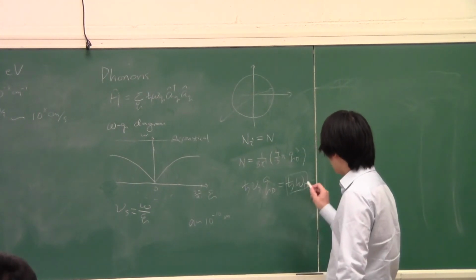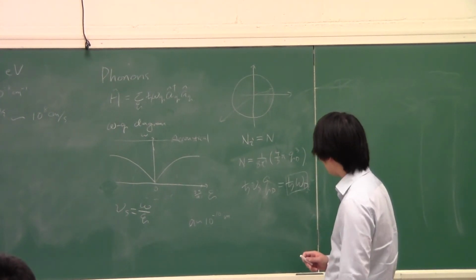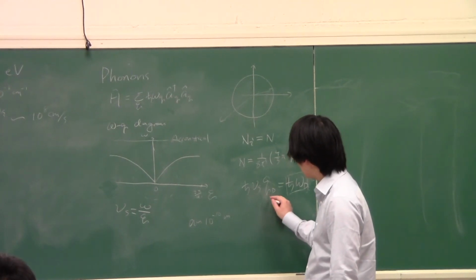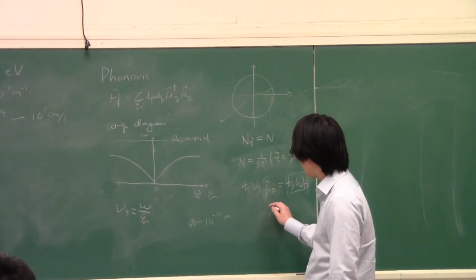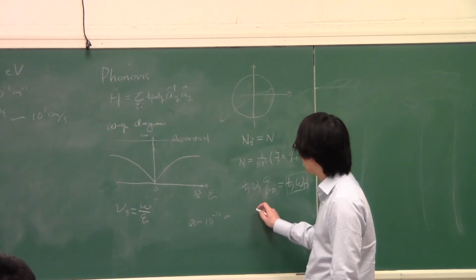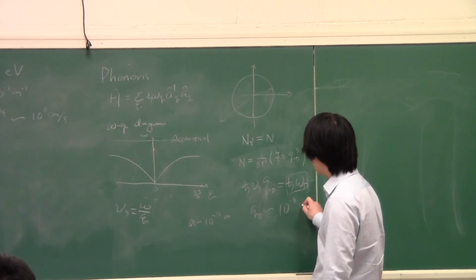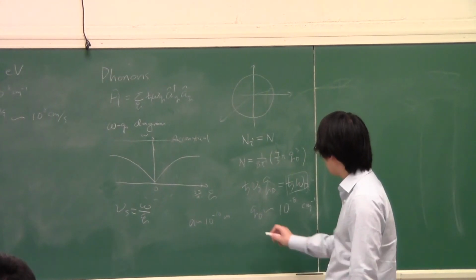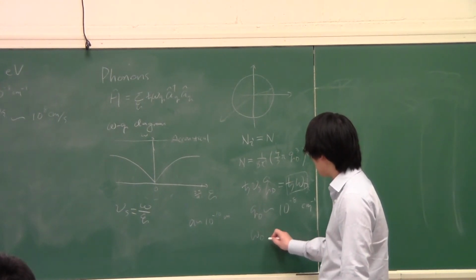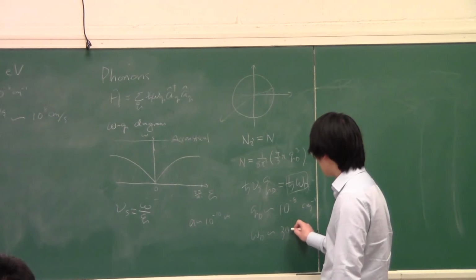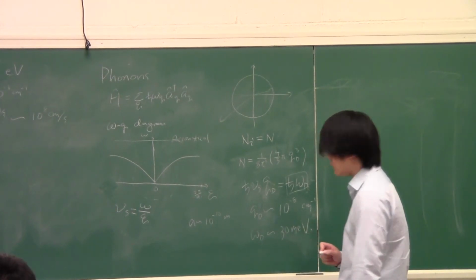Now, to give you an order of magnitude, Q_D is roughly 10 to the minus 8 inverse centimeters, and omega_D is on the order of 30 millielectron volts.